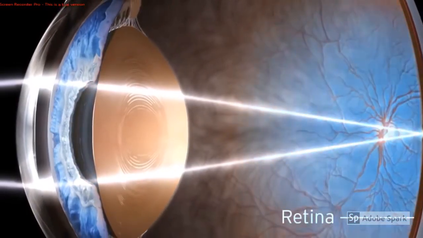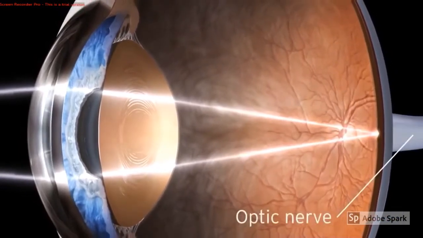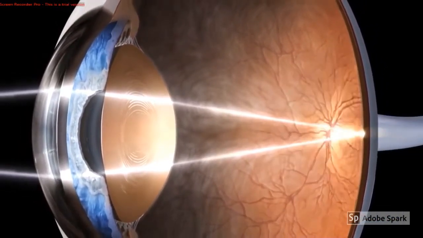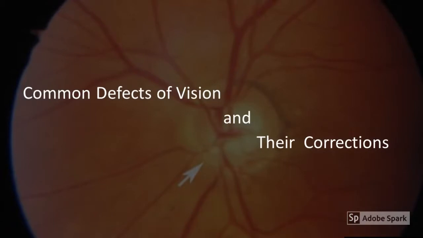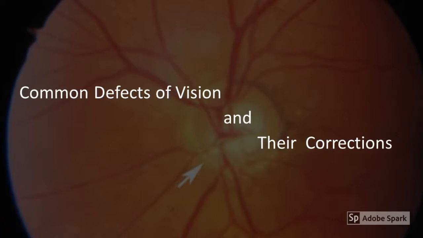The eye lens forms an inverted image on the retina, which is a delicate membrane having an enormous number of light-sensitive cells. These cells generate electric signals which are sent to the brain via optic nerves. The brain interprets these signals and processes information for us to perceive the image. We have understood the anatomy of eyes. Now, let's try to look at some of the common defects of vision, their causes and corrections.